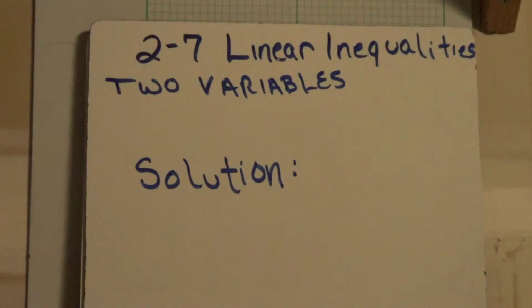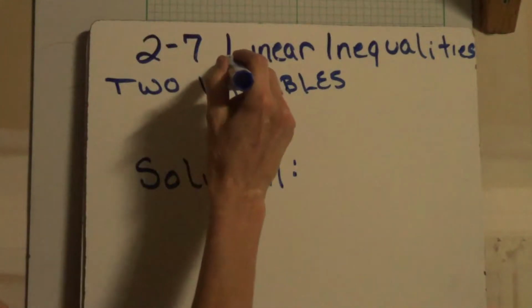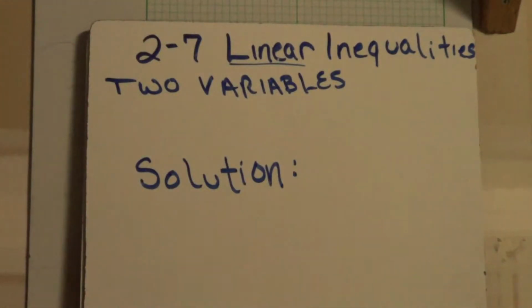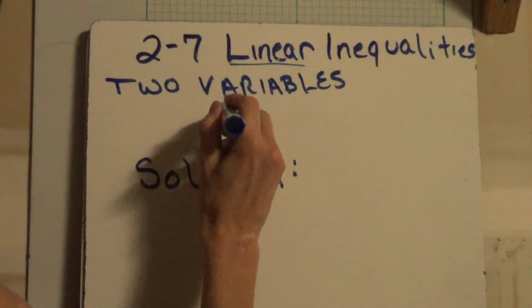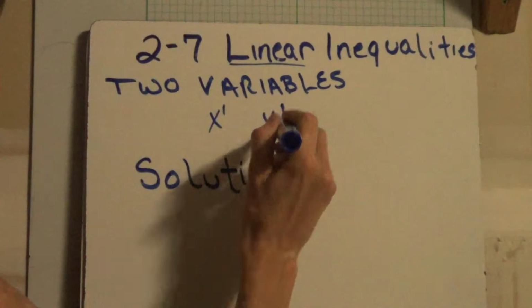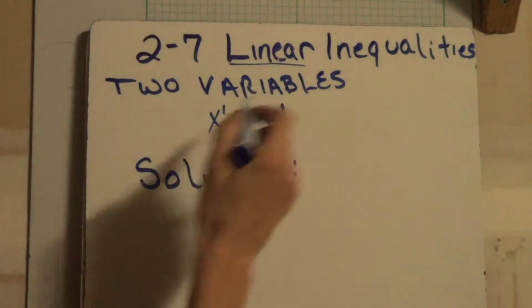Welcome, this is 2.7, Linear Inequalities in two variables. When we solve these kind of problems, first off, linear does mean that the x and the y will be to the first power. There are an x and a y because it's two variables.